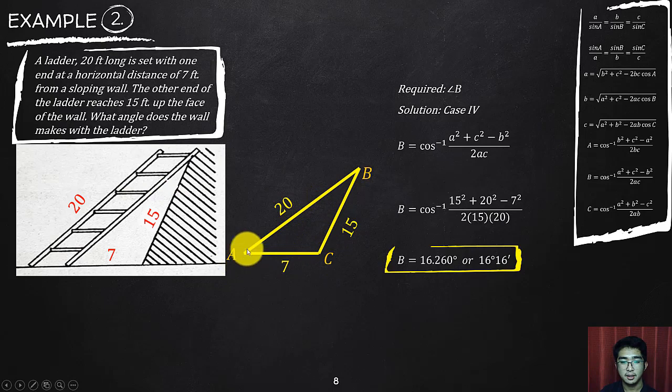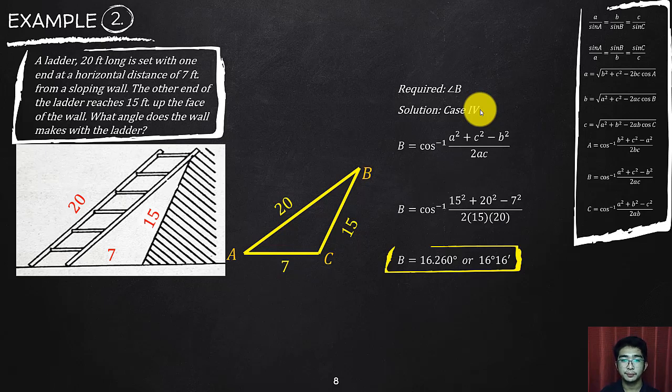So if this is A, side A is 15. If this is B, side B is 7. If this is C, side C is 20 degrees. Okay, this is an oblique triangle wherein we are given 3 sides. So what case is that? That is now case 4, right? So case 4 is where you have 3 given sides of an oblique triangle.